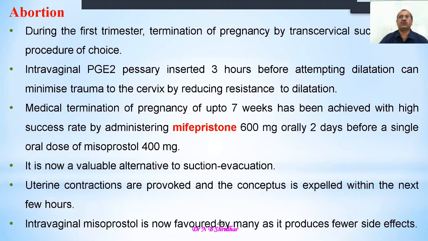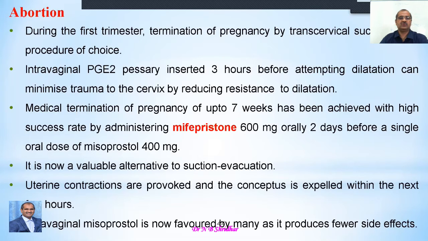And medical termination of pregnancy up to 6 weeks has been achieved with a high success rate by administering mifepristone. This is one of the important drugs, 600 milligram orally, 2 days before a single oral dose of misoprostol 400 milligram. So it's an alternative drug therapy for the manual procedure, and the uterine contractions are provoked and the conceptus is expelled within the next few hours.